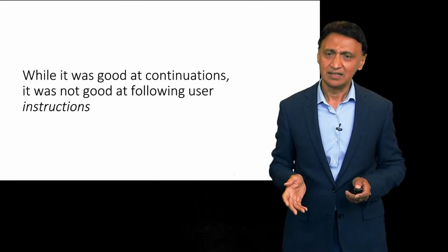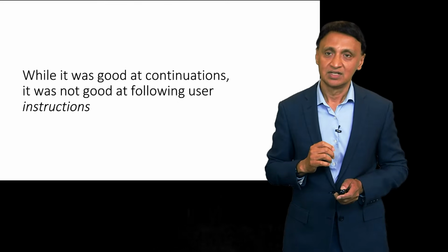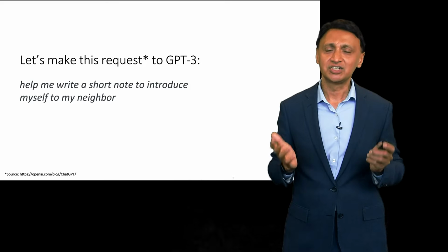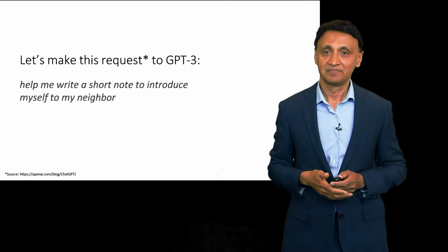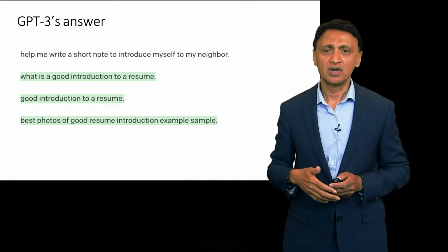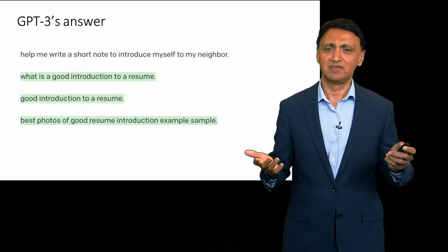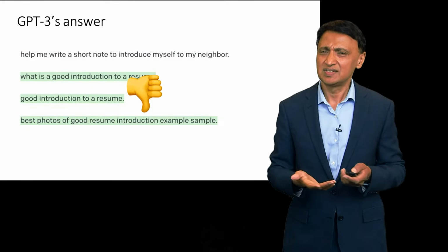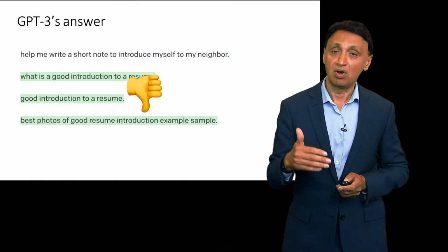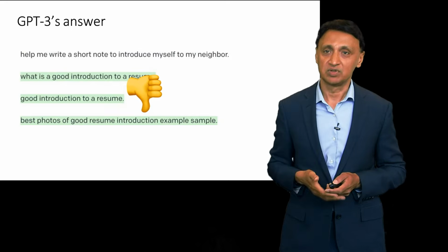Now, all this said, it was not very good at following user instructions. For instance, let's say you make this request to GPT-3: help me write a short note to introduce myself to my neighbor. What does it come back with? It will come back with something like this. What is a good introduction to a resume? Good introduction to a resume. Best photos of resume introductions. This doesn't make any sense. It's nonsensical. It does not actually respond to the specific instruction. It is doing some strange autocomplete based on the input sentence.